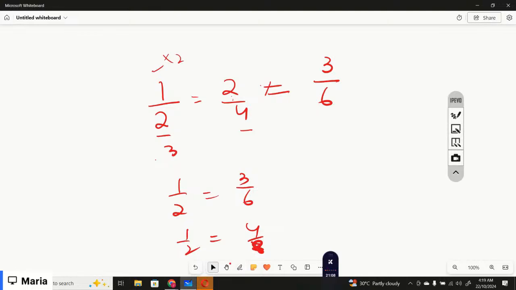If you simplify the fraction or multiply the fraction with a number, they are exactly equal. So that is the equivalent fraction. Got it?